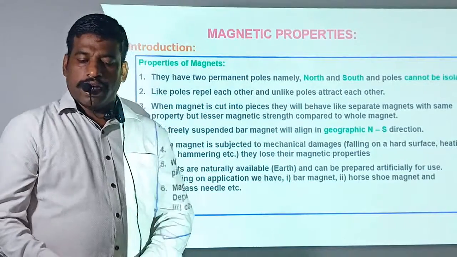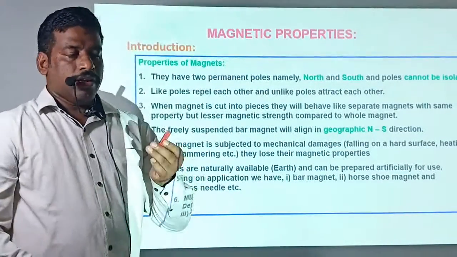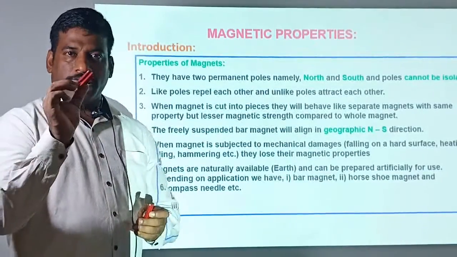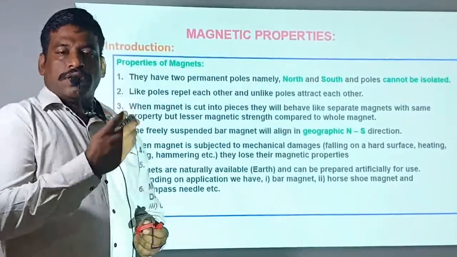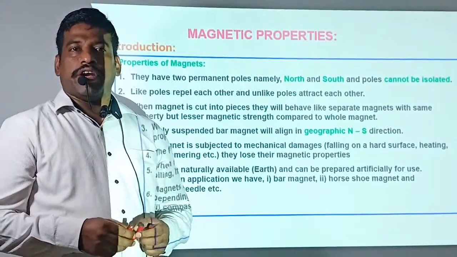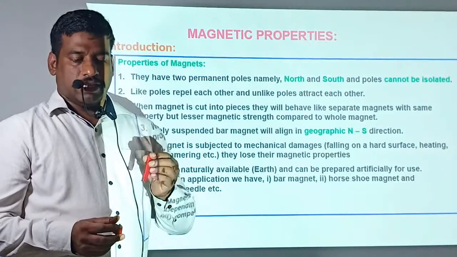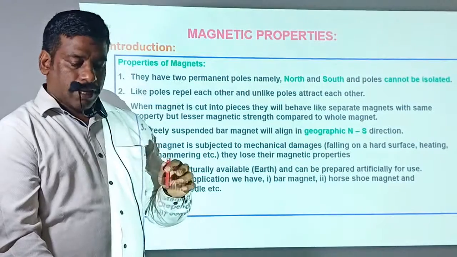Now, let us consider some magnets: one is a bar magnet, another is a horseshoe magnet, and the other is a compass needle. These are three different types of artificial magnets which we use in our day-to-day life for different applications. This bar magnet, if I take it, has two poles.